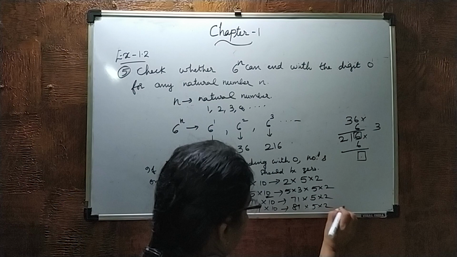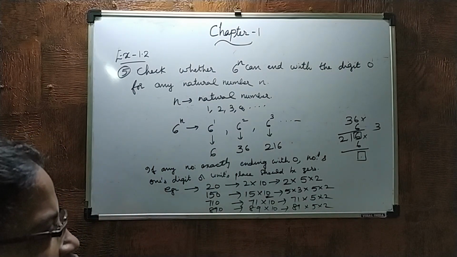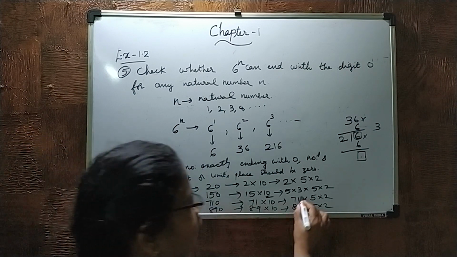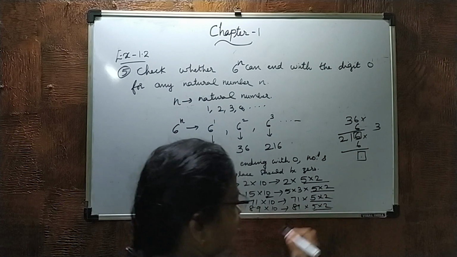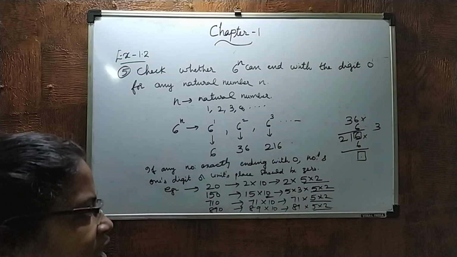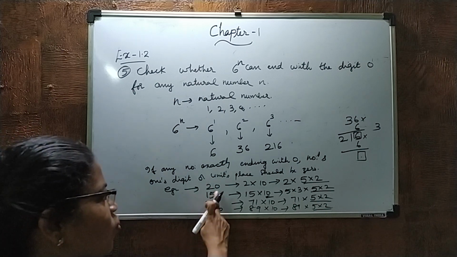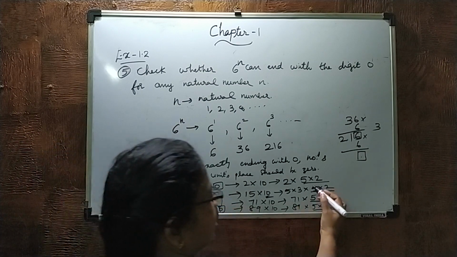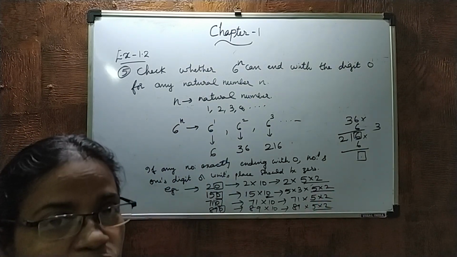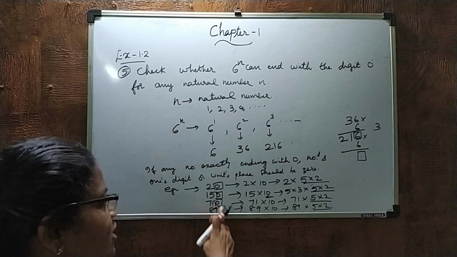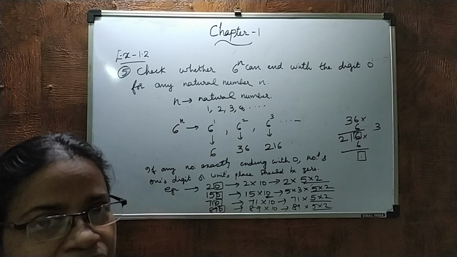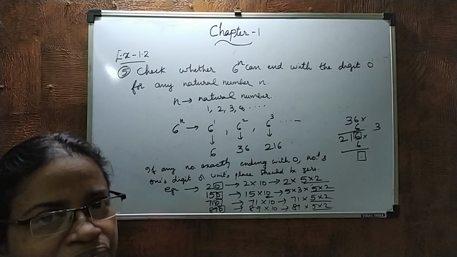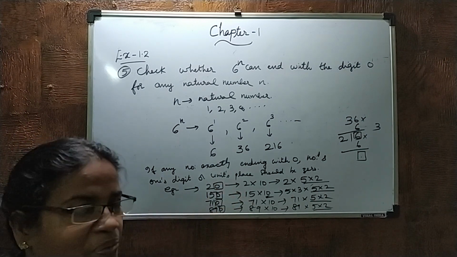What can you find out from these? Can you observe anything specially? It is that 5 into 2 is common. That means when a number has 0 in the ones digit, and you factorize it, the factors come as 5 and 2, or 2 into 5. Then only 0 comes in the ones digit. Otherwise any other factors are no problem, but 2 into 5 should be there. Then only we can say that the ones digit will be 0.